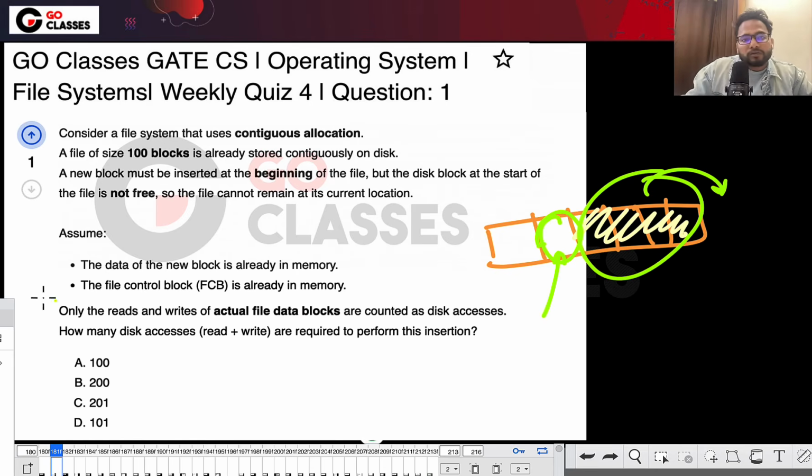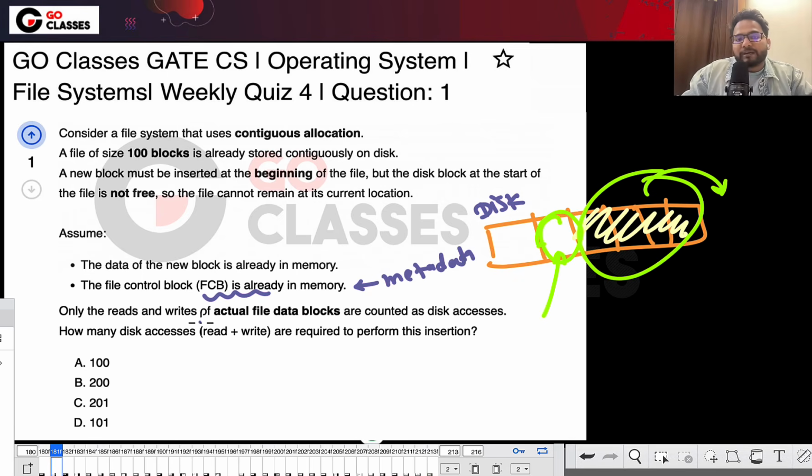Now assume that the data of the new block is already in the memory. Whatever you want to insert here is already in memory, so you don't have to read or write it. The metadata, which is the file control block, is also already in the memory, which means you don't have to read the file control block from the disk to get the pointer to the first block. That is basically the metadata, and it is already in memory.